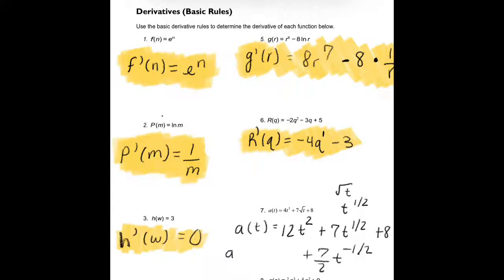And our final answer would be a prime of t equals 12t squared plus 7 over 2t to the negative 1/2. Now, I only wrote the constant here because I wanted to keep track and make sure that I took the derivative of all my terms. So this 8 would technically be a 0, but it's not going to affect our answer, so we don't have to write it. This would be our final answer here.